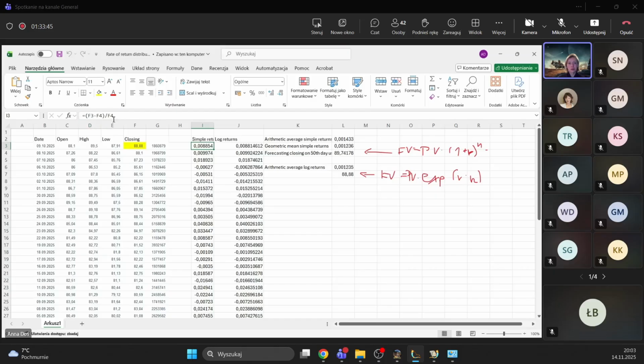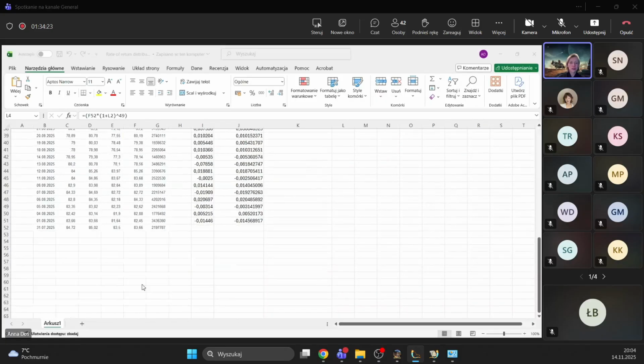You can see simple returns calculated. Then I calculated the arithmetic average of simple daily returns. And then I used this arithmetic average to forecast the closing price on the 50th day. How did I do it? Well, you have the formula here. Future value is always present value times 1 plus R, where R is the rate of return, to the power of n. Future value should be the price of Orlen at the 50th day.